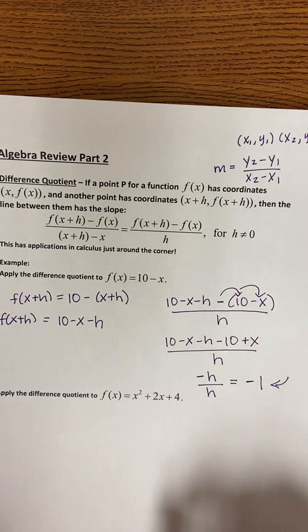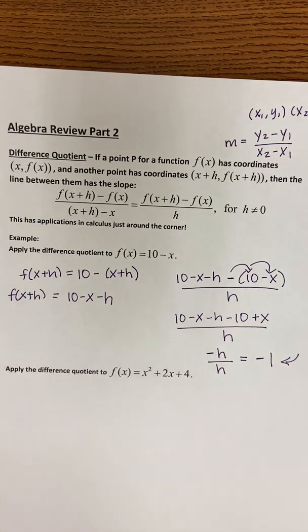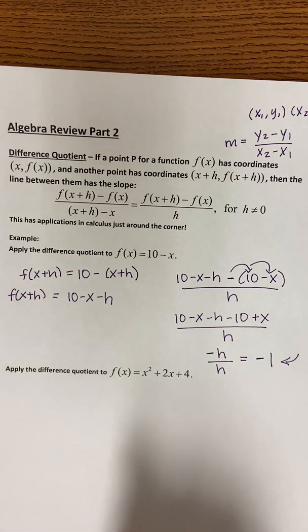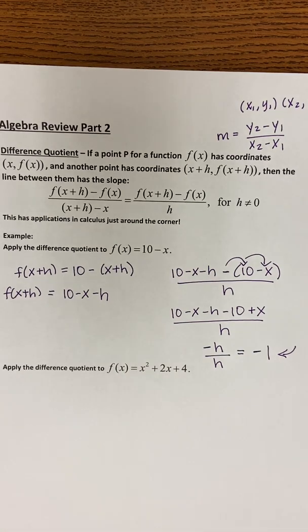I'm going to leave the second one for you to do, where you can't use that obvious knowledge of what the slope is, and be very careful. Remember, when you're plugging in f of x plus h, every x is replaced with x plus h, which means you will have to use the distributive property, particularly for this x squared.